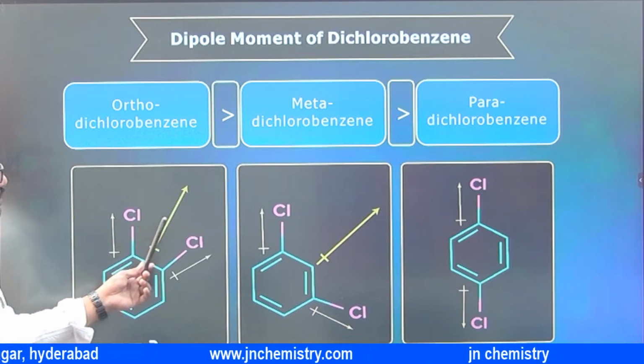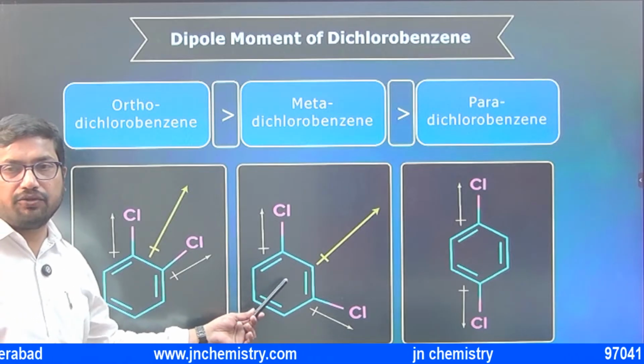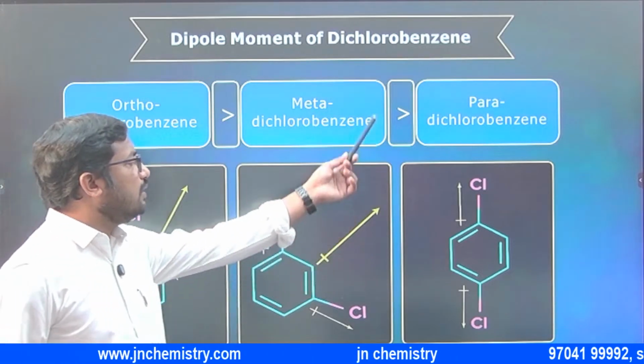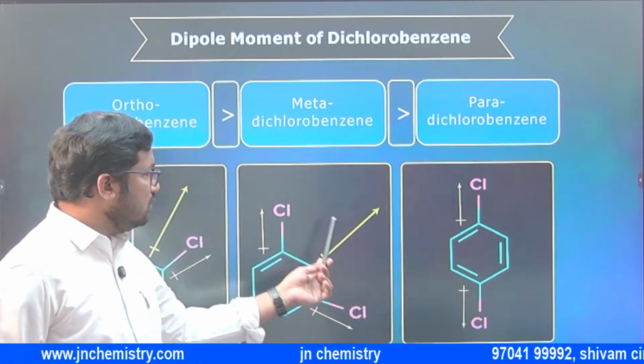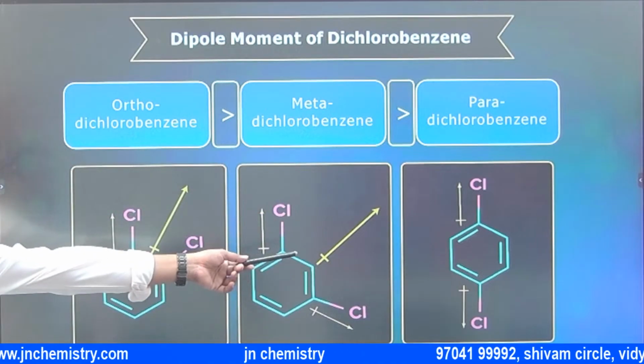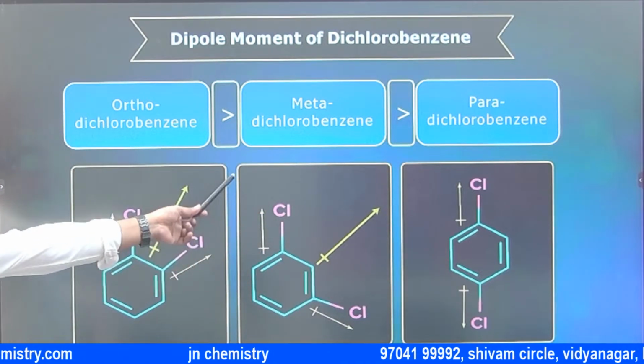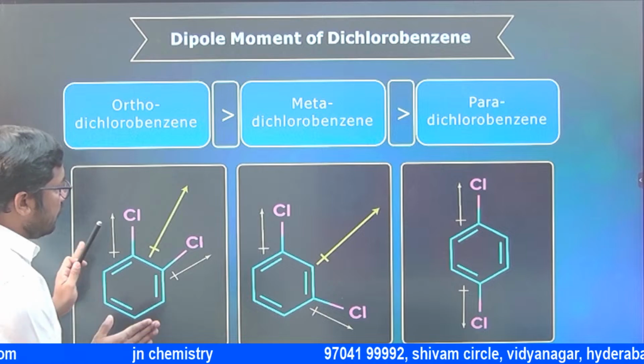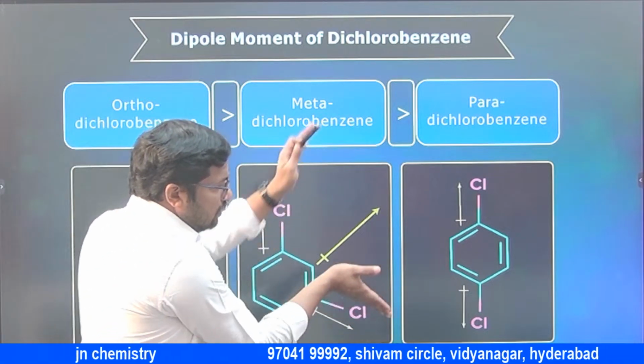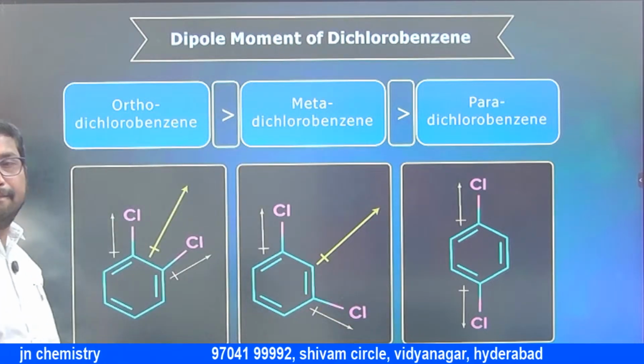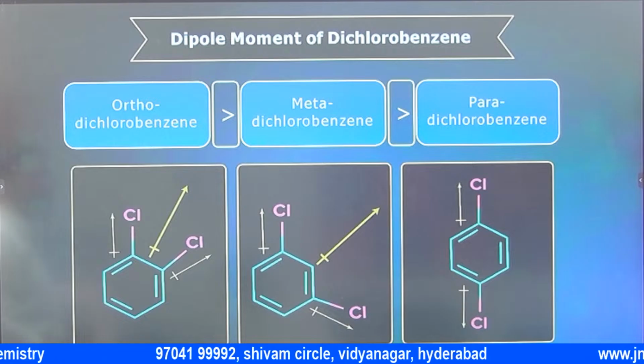So ortho-dichlorobenzene, meta-dichlorobenzene, para-dichlorobenzene. In case of para, opposite direction, so very less, zero approximately. It is meta and ortho. In ortho case, more, somewhat meta, para, opposite direction. Dipole moment.